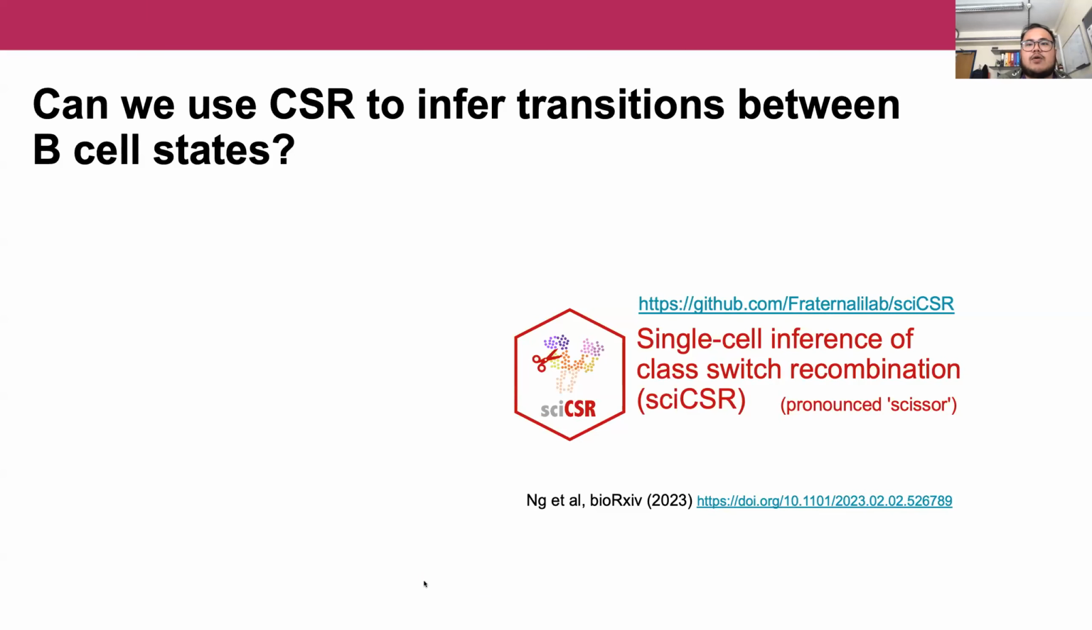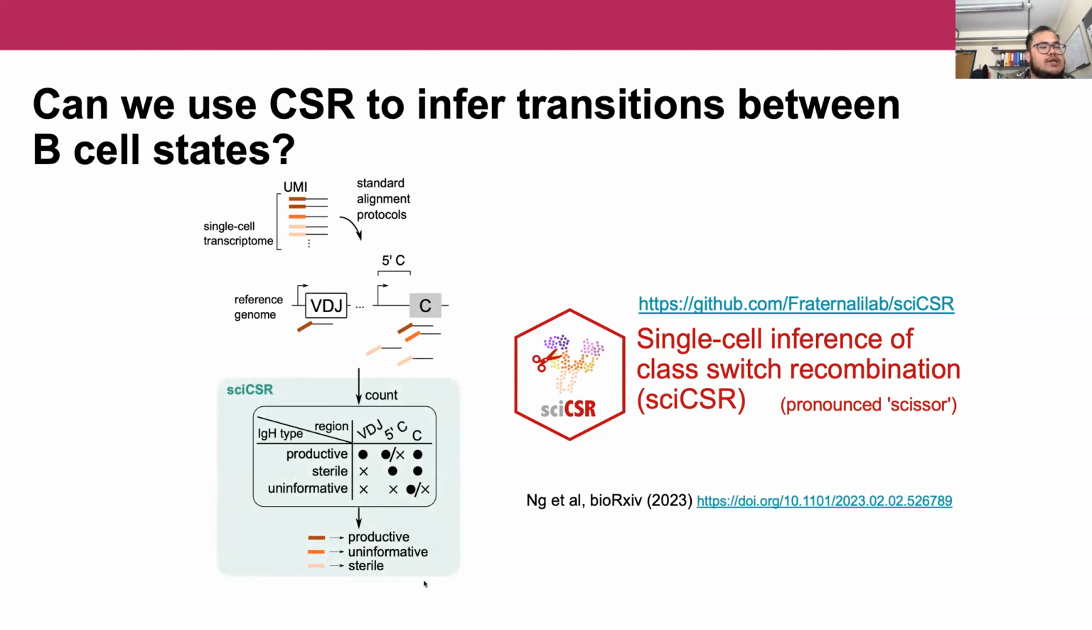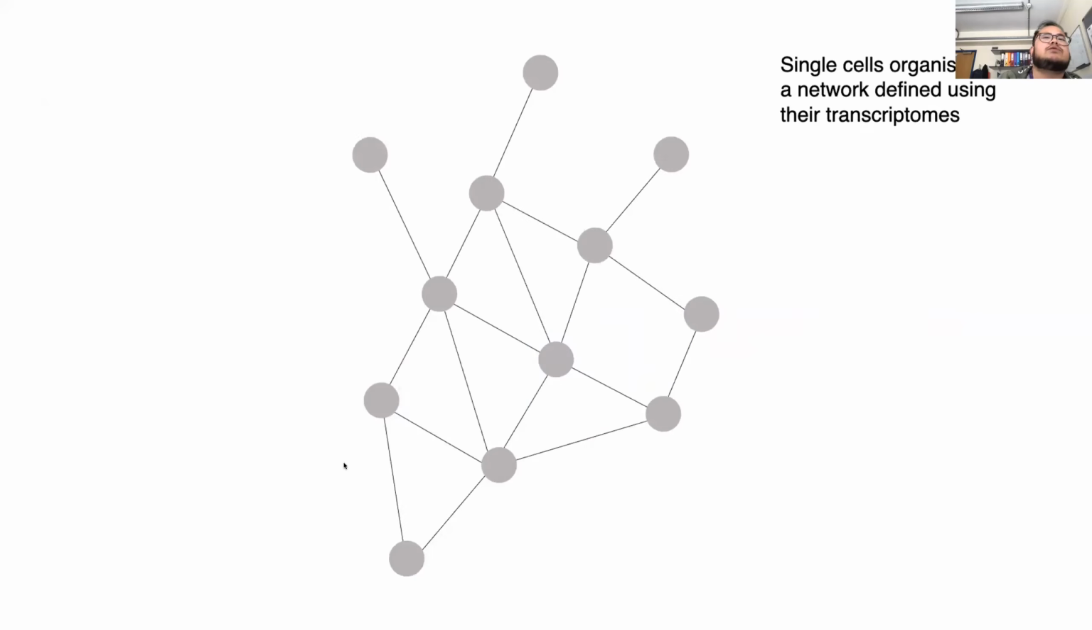We have a new method called sciCSR that allows you to do this. It's an R package that implements what is needed to answer this question. We looked into the raw transcriptomic alignments to distinguish, for each molecule, whether we see evidence of the coding region for the variable domain, which allows us to distinguish whether each molecule is a productive or sterile transcript.